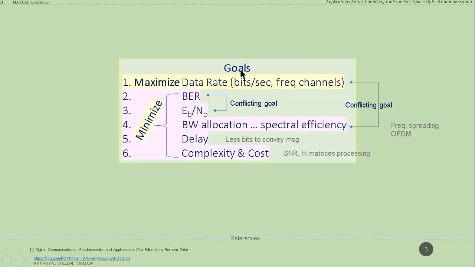My goals in the work I'm doing are to increase the data rate, reduce the errors, and keep energy consumption low. I want to pack as many data bits as I can into the available bandwidth. Then I need a very fast transmission. Communication has to be very quick, and the cost and complexity of implementation should be less. Some of them are conflicting goals, and some of them are to be minimized.